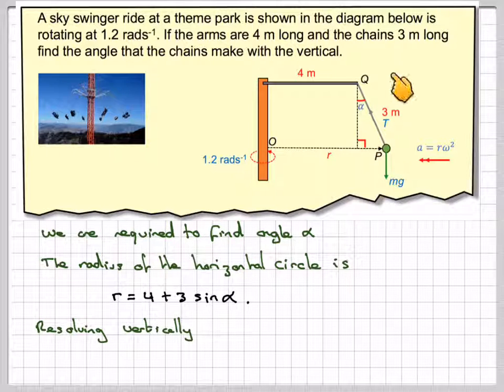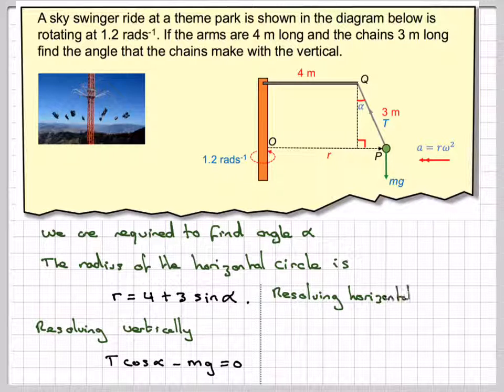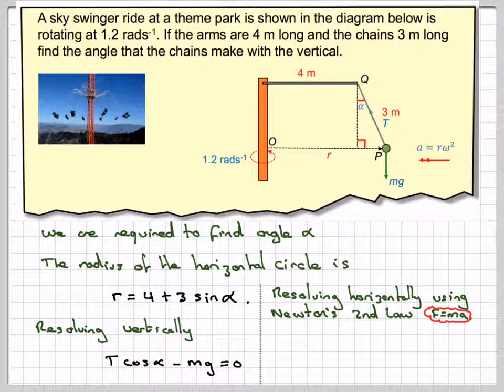Resolving vertically, we have mg acting downwards and we have the tension acting upwards. The vertical component of the tension is going to be T cos alpha, and then take away mg, that's going to be equal to 0. Resolving horizontally using Newton's second law, F is equal to ma, the tension component here, which is T sine alpha, is going to be equal to ma.